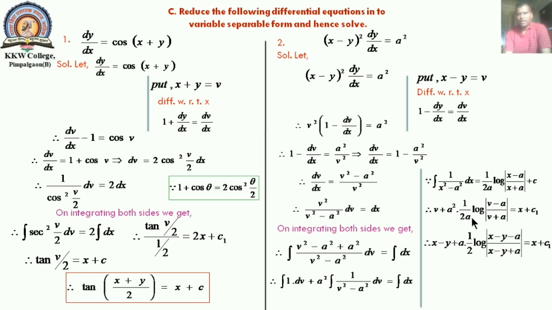Therefore a square and a get cancelled. Instead of v we put x minus y. So v is equal to x minus y plus a square upon a, where a cancels, a into 1 by 2 log of (x minus y minus a) upon (x minus y plus a), and this x gets cancelled. On reshuffling the terms, we get a log of (x minus y minus a) upon (x minus y plus a) is equal to y plus c. This is the general solution.